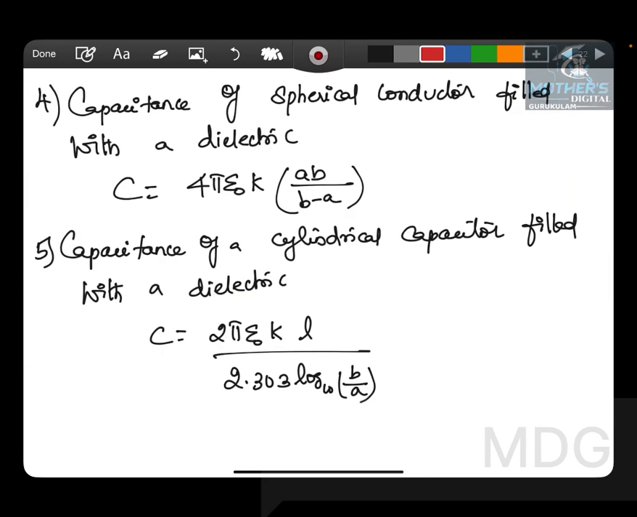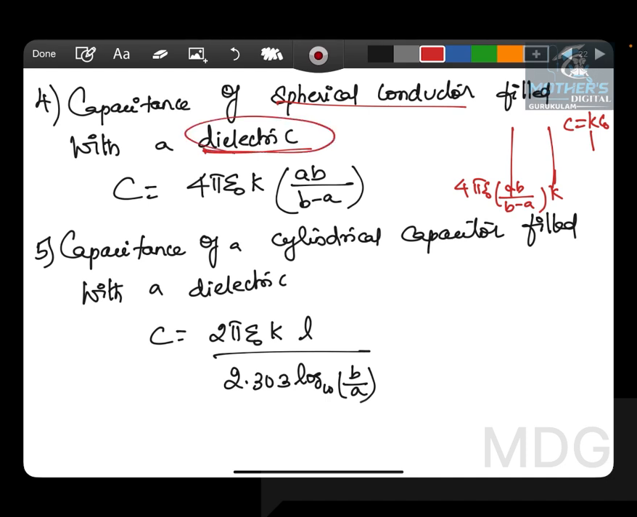The next formula: capacitance of a spherical conductor with a dielectric. C equal to 4 pi epsilon naught K AB by B minus A. We already discussed the capacitance of a spherical conductor with air between the plates as simply 4 pi epsilon naught AB by B minus A. We also discussed C equal to K times C naught. So here we are simply multiplying by K. If you multiply by K, you get the capacitance of a spherical conductor with a dielectric.